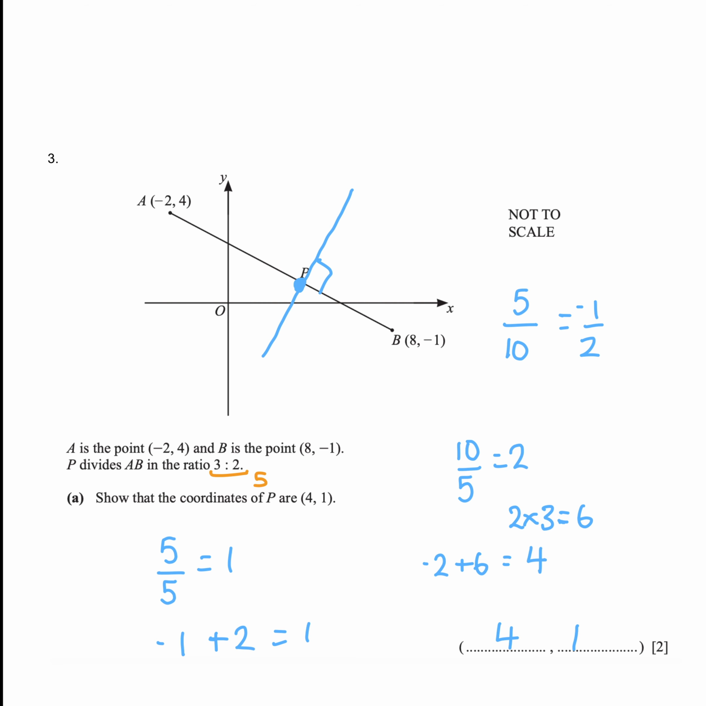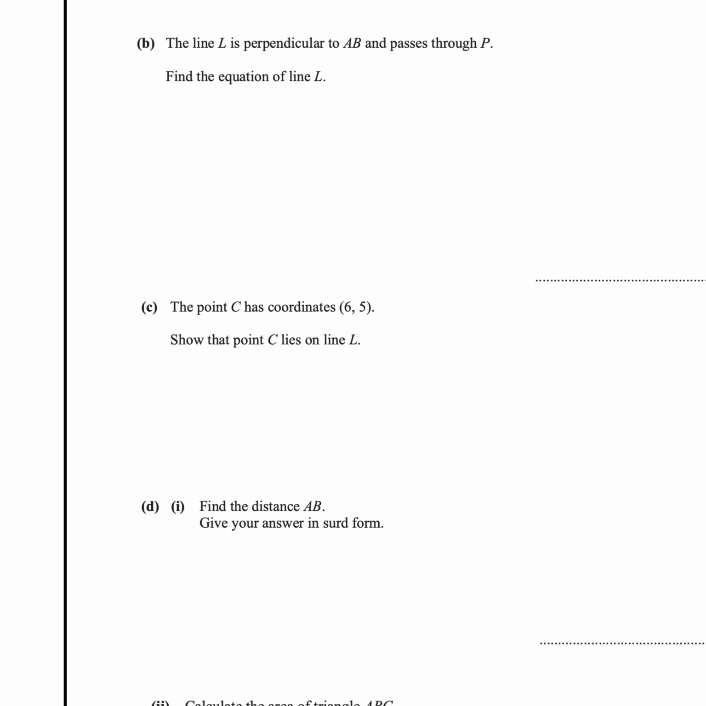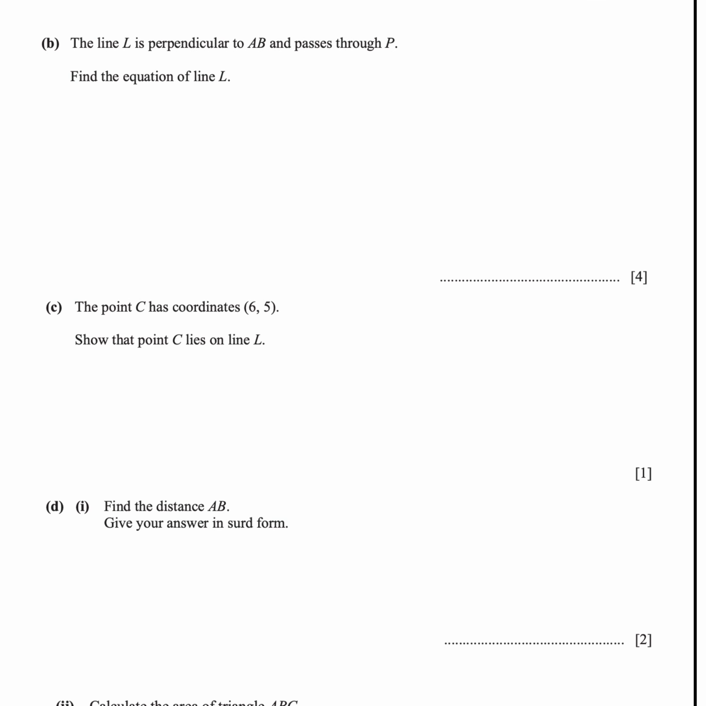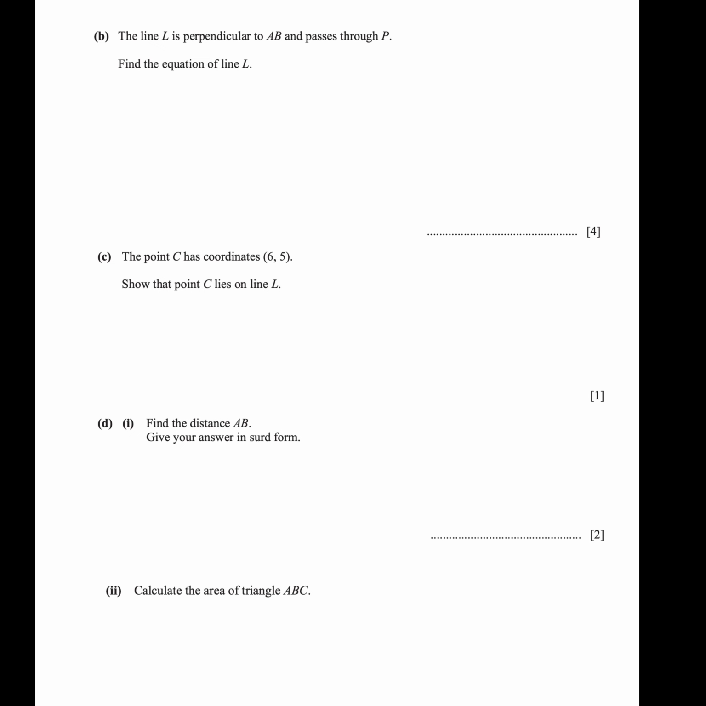Okay, -1/2, there we go, because it's going downhill, so it's -5 over 10. So if we go back to the original question, the original gradient A to B is -1/2, and therefore the perpendicular gradient, so the perpendicular value of m, is going to be 2. The gradient of the line we're trying to find is 2.